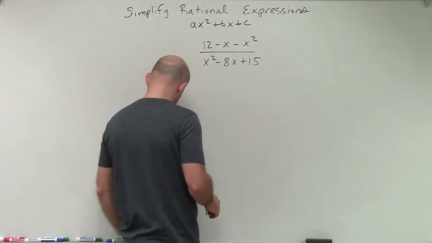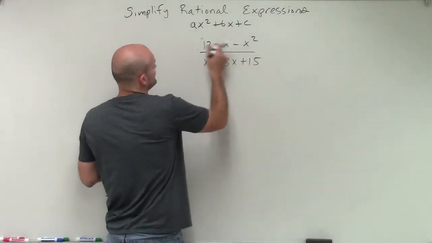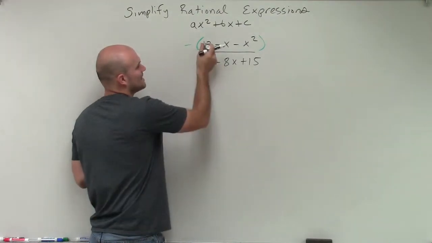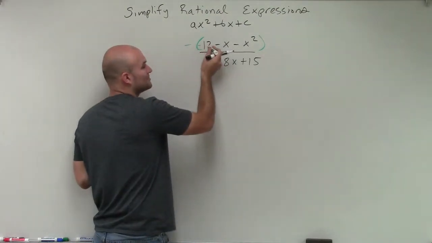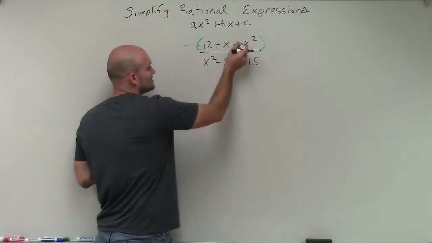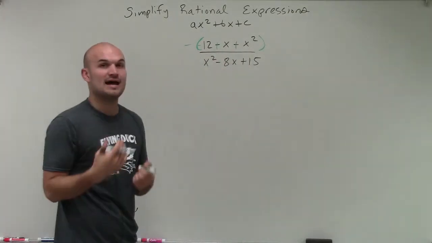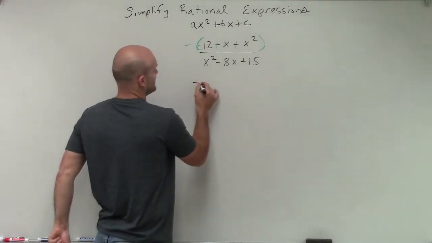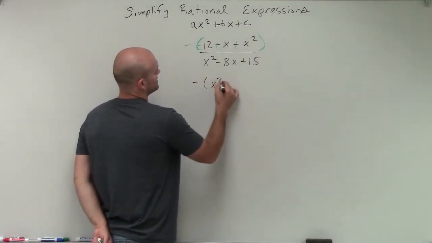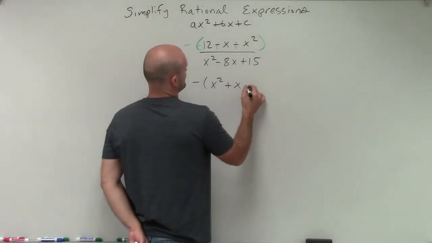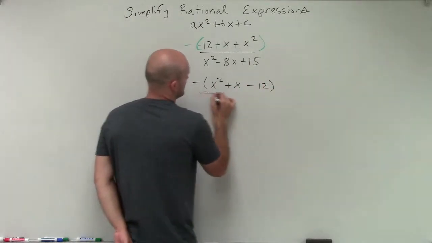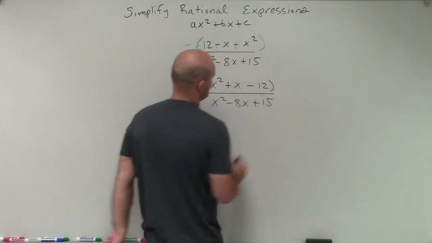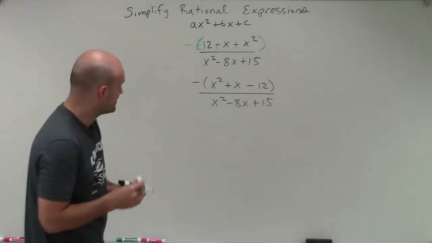So let me use a different marker for this. Let's factor out a negative so it becomes positive. If I factor out a negative, that means my 12 is now negative, my x is going to be positive, and my x squared is going to be positive. Then I'm going to rewrite the problem. So it's going to be rewritten as a negative times x squared plus x minus 12, divided by x squared minus 8x plus 15. Okay, so all I simply did was rewrite it.